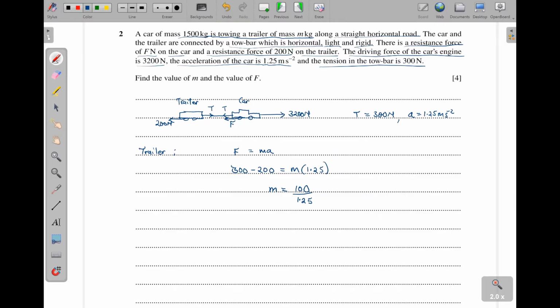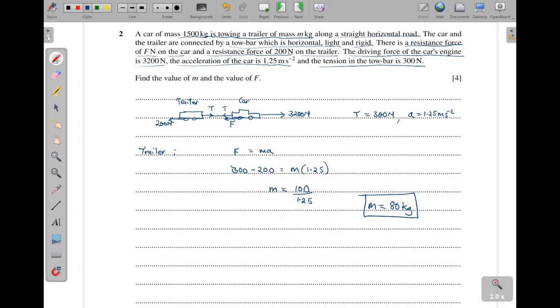1.25 is the same as 5 over 4. So if I have 100 over 1, then times 4 over 5, the 5 goes into 100 20 times, meaning this will give us 80. So M, the mass of the trailer, is therefore 80 kilograms. As simple as that. Now we can go to the forces that are acting on the car.